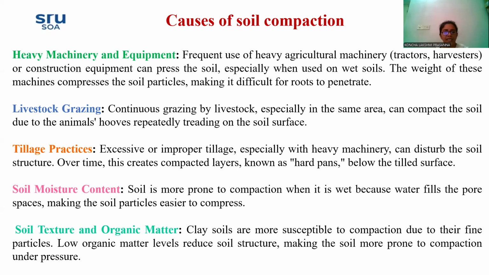Next are soil texture and organic matter levels. Clay soils are more susceptible to compaction due to their fine particles. The size of clay particles is less than 0.02 mm, and as the size is very small, these clay soils are more prone to compaction. Also, soils with low organic matter levels have reduced soil structure, making them more prone to compaction under high pressure.